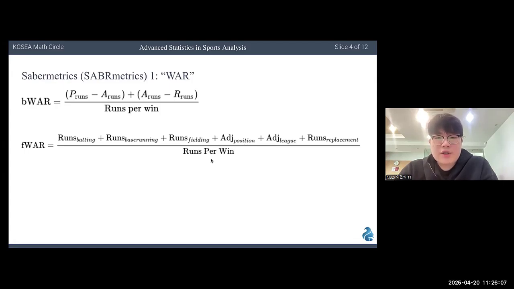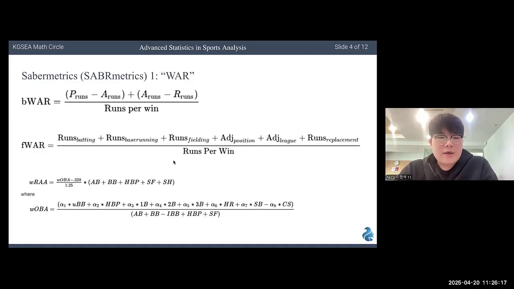Now, after each of these components are computed and summed, runs are converted to wins by dividing by a runs-per-win value determined using a Pythagorean expectation, which I'll talk about later. I did include other potential equations that are used in measuring WAR values. But as I said, they're very sophisticated and more or less they come up with pretty similar results. So there isn't specifically a widely preferred method in the world of baseball.